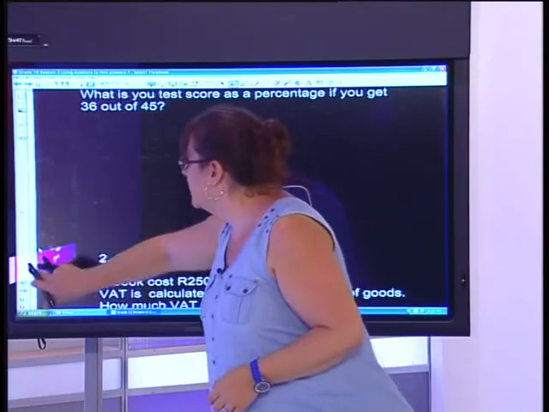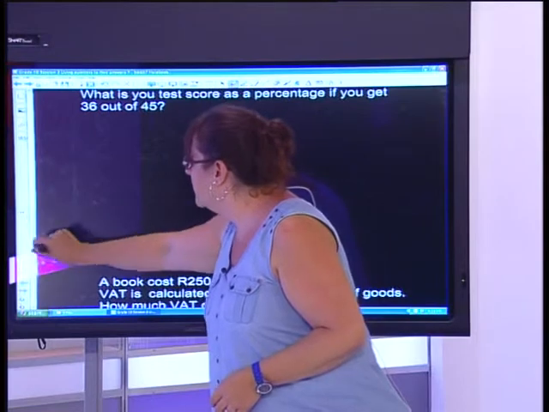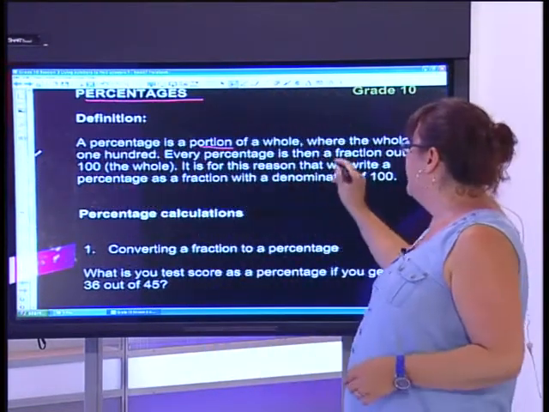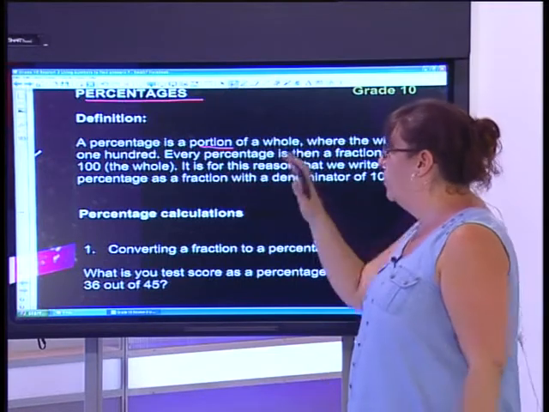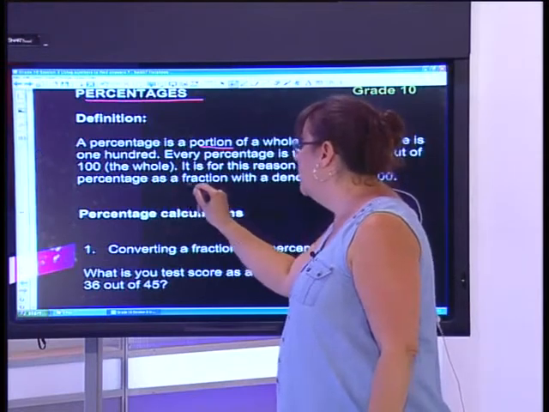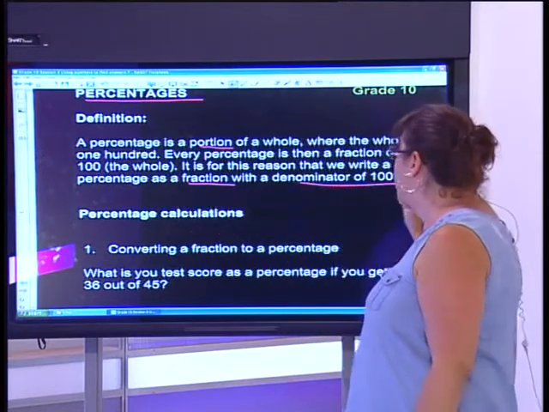So what does our definition say? We need to move this up a little bit. Right. Every percentage is a fraction out of 100 or the whole. It is for this reason that we write a percentage as a fraction with a denominator of 100.